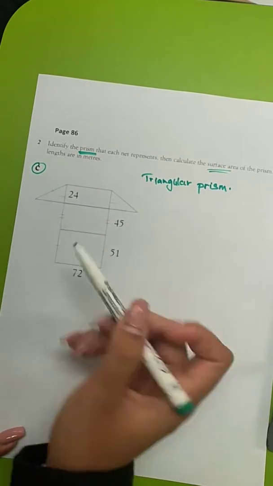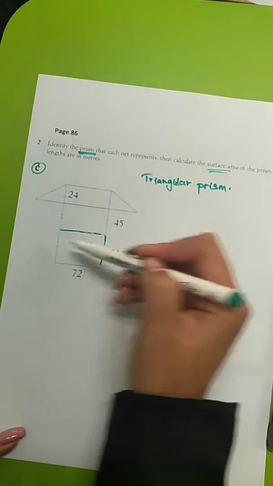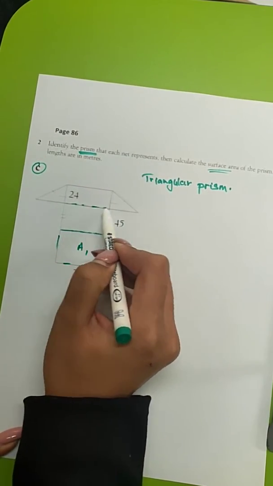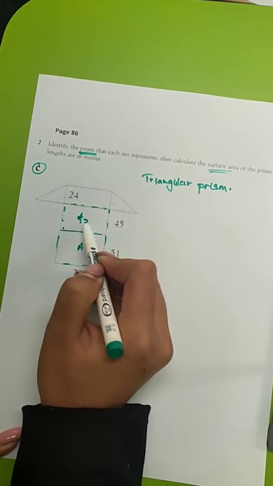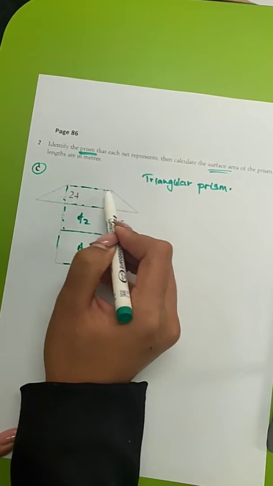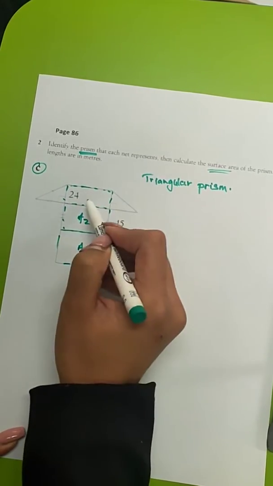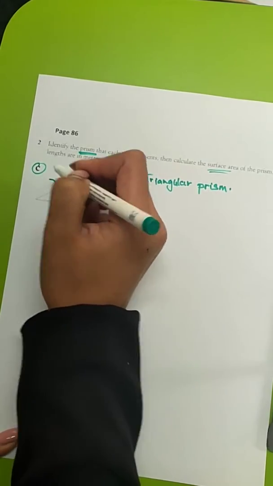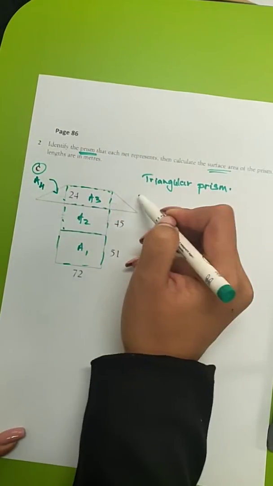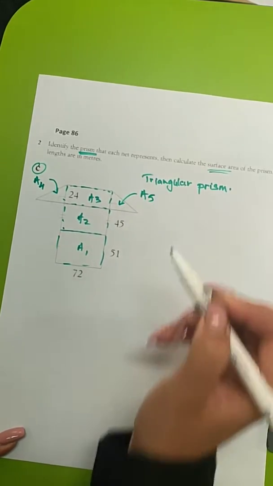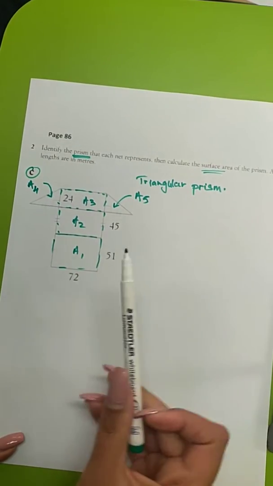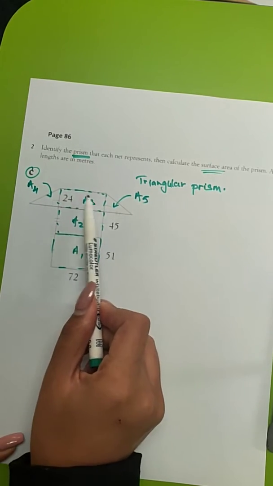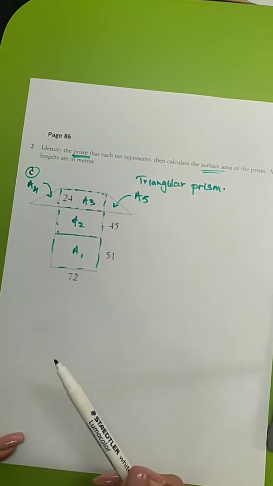Okay, so my first shape would be the rectangle here, so I'll have to calculate the area. I'm going to call it area 1. Next, I'm going to calculate the area of this rectangle. I'm going to call it area 2. I'm going to calculate the area of that rectangle. I'm going to call it area 3. And then I'm given two triangles, so I can call that one here area 4, and this one here area 5. Okay, so surface area would be the area of this rectangle, area of that rectangle, area of that rectangle, plus the area of these two triangles.